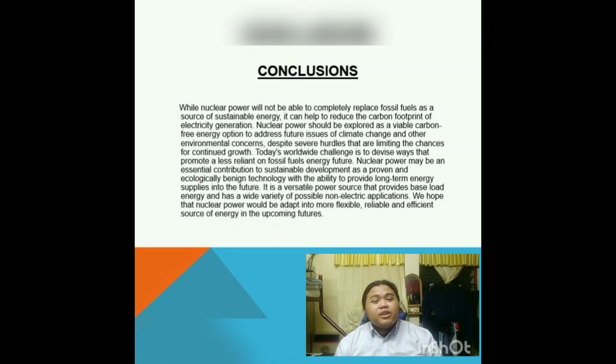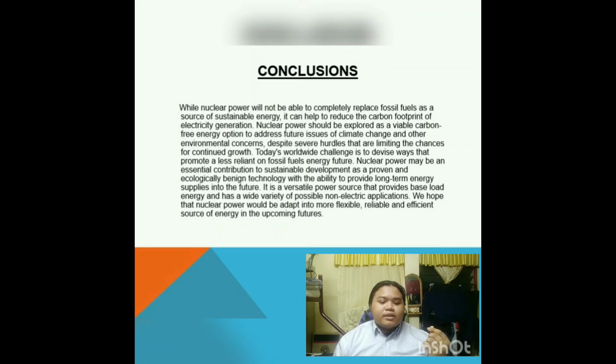It can help to reduce the carbon footprint of electricity generation. Nuclear power should be explored as a viable carbon-free energy option to address future issues of climate change and other environmental concerns, despite several hurdles that are limiting and challenging continued growth.